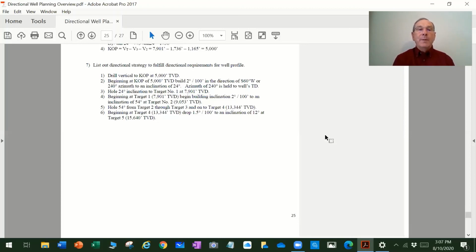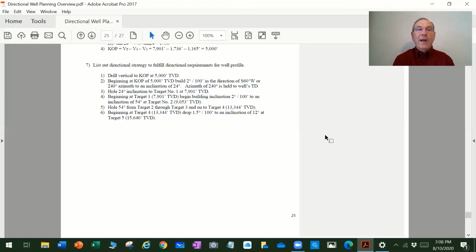Step number 4 is we're going to be beginning at target number 1. We're going to begin building 2 degrees per 100 foot to an inclination of 54 degrees at target number 2. So between target number 1 and target number 2, there's a build rate all the way between 24 degrees and 54 degrees, and then we will hit target number 2 as planned. Okay, so once we reach target number 2, then we hold that angle.